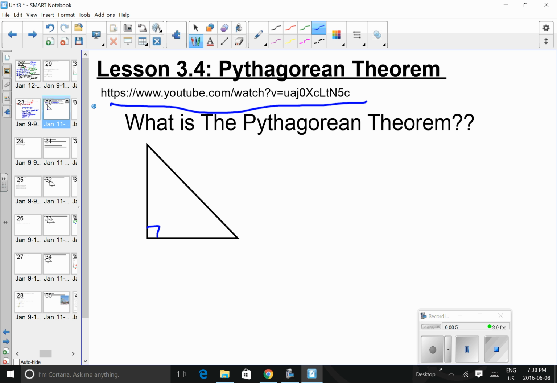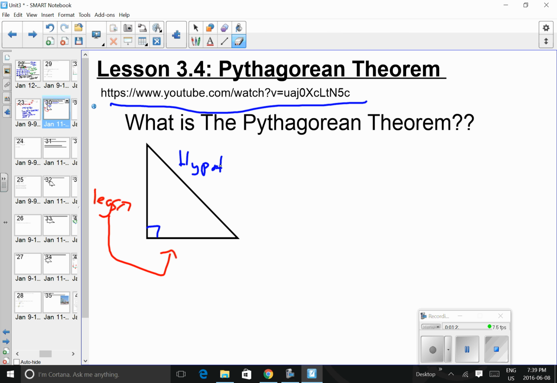Now, if you have a right triangle, we use special words for the sides of the triangle. The two shorter sides, they're kind of meh, nothing special. We call them legs. So that's this guy and this guy. The longer one is special. We have a special name for it. We call that the hypotenuse.